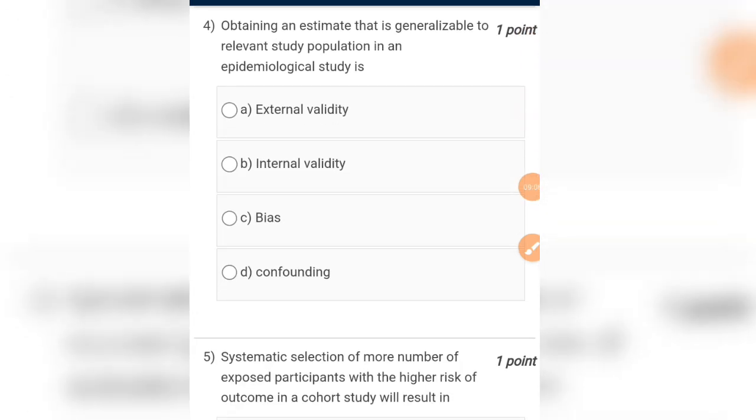Question number 4 is: obtaining an estimate that is generalizable to the relevant study population in an epidemiological study is external validity, or internal validity, or bias, or confounding. So the answer will be external validity. Option A will be the answer for question number 4.